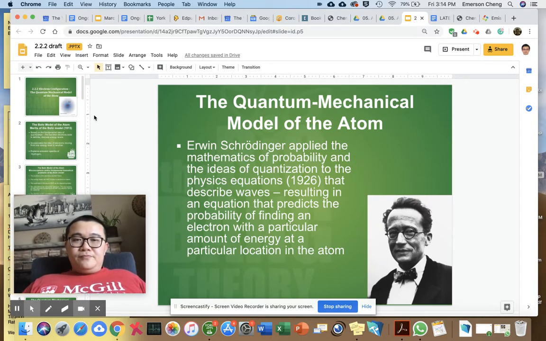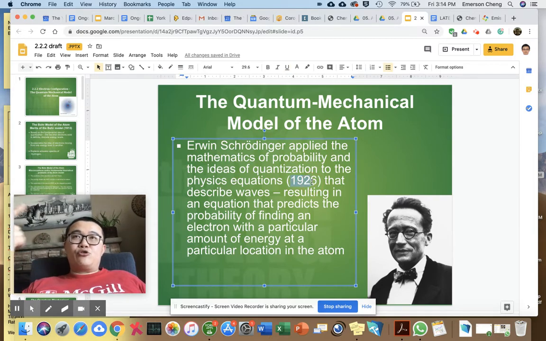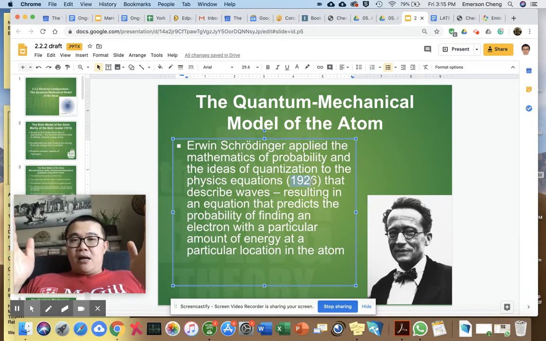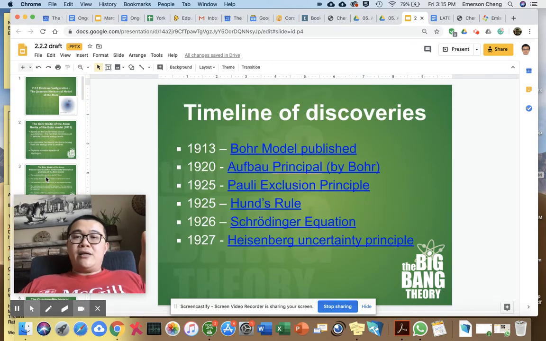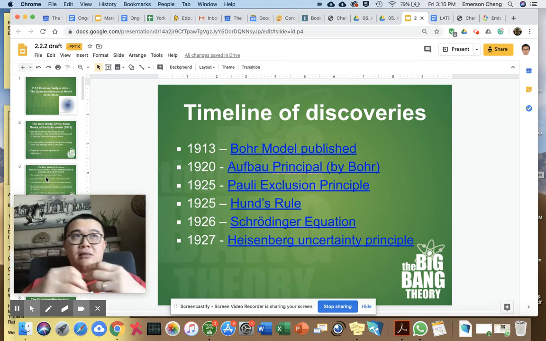So this guy, what he came up with was a wave equation. His wave equation back in 1926 helped to describe waves. And in some ways, along with the Heisenberg uncertainty principle. Now, the Heisenberg uncertainty principle states that it is actually impossible to find out the exact location of every electron. It's impossible.